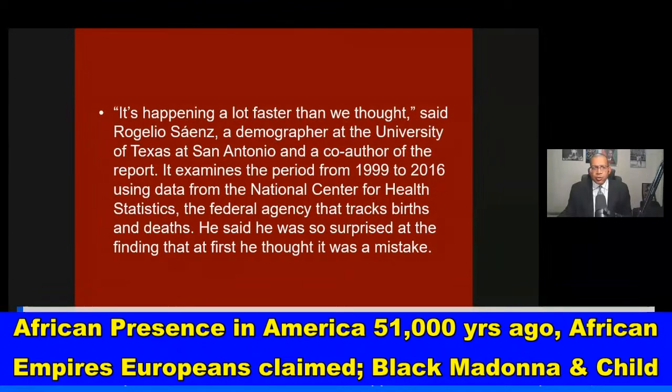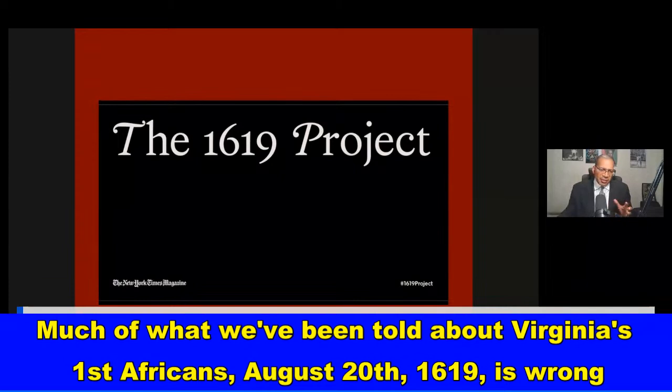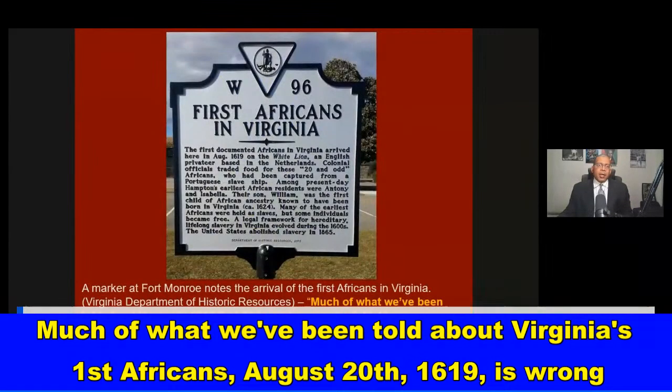Now, the 1619 Project, you've heard me talk about it. You've heard there's some good information there, but you've heard my criticisms about it. And it's important for us to understand that much of what we've been told about Virginia's 1619 first Africans is wrong. There's a good article from VirginiaMercury.com from August 11th, 2019 that deals with this.